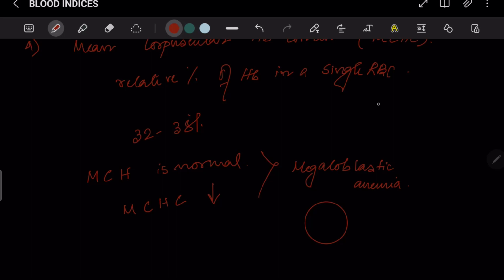For example, in 1 unit blood, there was X amount of hemoglobin. In case of megaloblastic anemia, what happens is the blood cell sizes increase, but the quantity of hemoglobin remains the same. As a result, the mean corpuscular hemoglobin is normal. But because the size of the blood cell has increased, the relative concentration of hemoglobin inside the cell decreases. Thus, mean corpuscular hemoglobin concentration decreases.